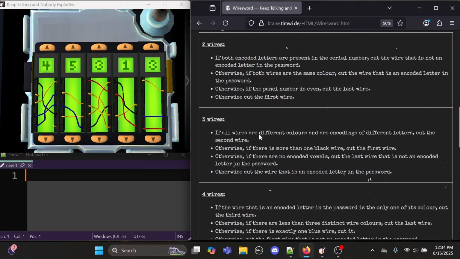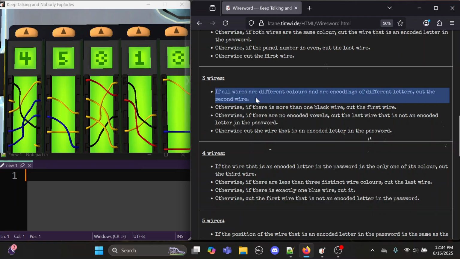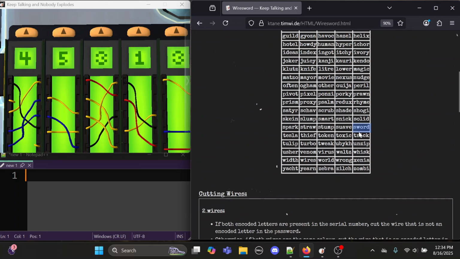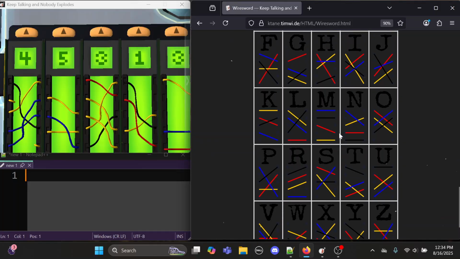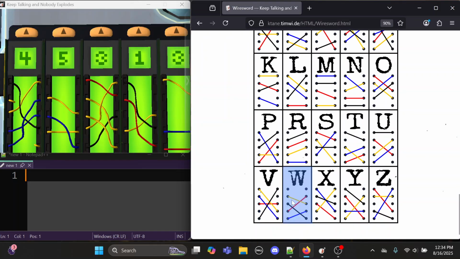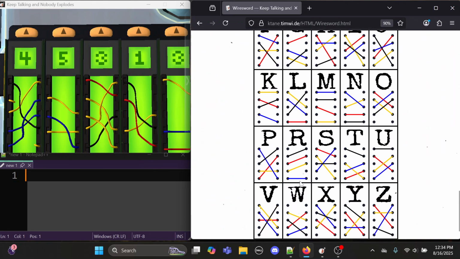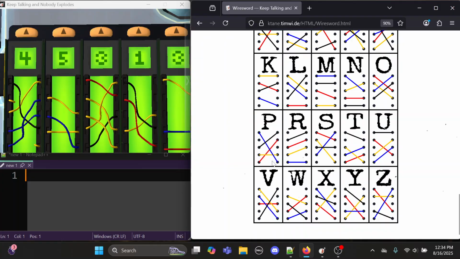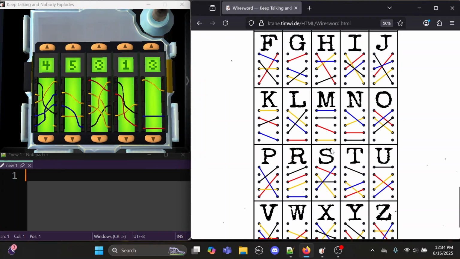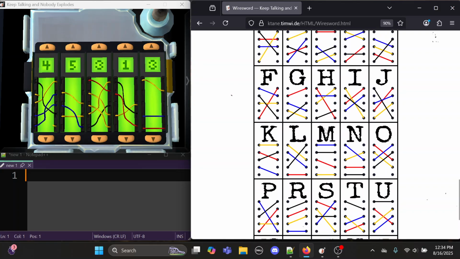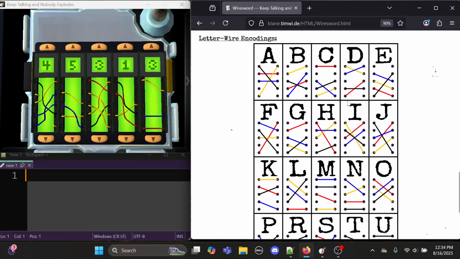All right, next up. This one has 3 wires. If all wires are different colors and all encodings are different letters, nope, because we have 2 yellows. If there's more than 1 black wire, no. If there are no encoded vowels, let's take a look. So we know that the Whiskey that we used for this, which I believe was this one, is not a vowel. So we know that that one's good. Let's take a look at the other yellow. So the yellow, this one is a Papa, and this blue from 3 to 5 is a what? 3 to 5. Is it a vowel? First off, let's actually just figure out what it is.